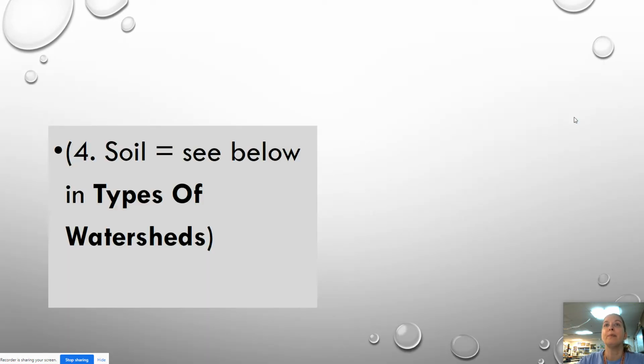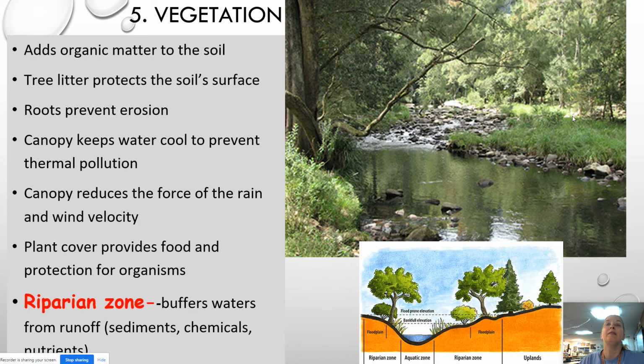So there's your slope. Soil, we're going to address in one more page when we get to types of watersheds. Vegetation, there's a bunch. Vegetation is going to add organic matter to the soil. So we have our sand, our silt, and our clay, and then the vegetation is where all of that organic matter comes in. The tree litter is going to help protect the soil surface from losing topsoil, from losing nutrients. The roots will prevent erosion. The canopy keeps the water cool to prevent thermal pollution.